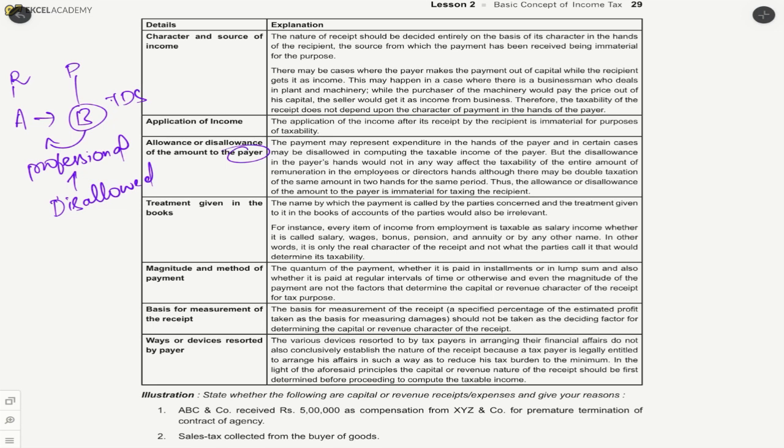Now does that mean A shall not treat that as income? Definitely not. It doesn't really matter whether it is being disallowed or allowed for the payer. What matters is the nature of the receipt for the receiver, in this case A. For him, it is professional fees. It doesn't really matter whether it was disallowed in the hands of B or not.